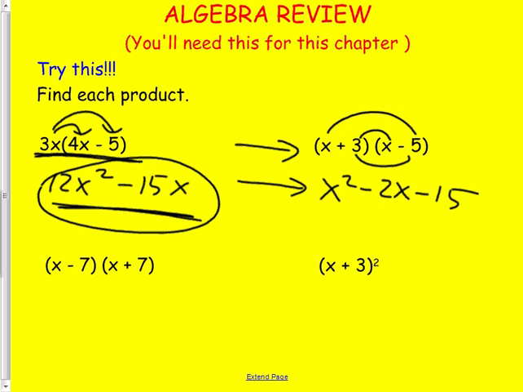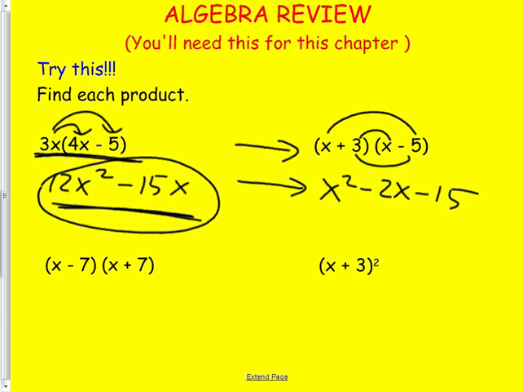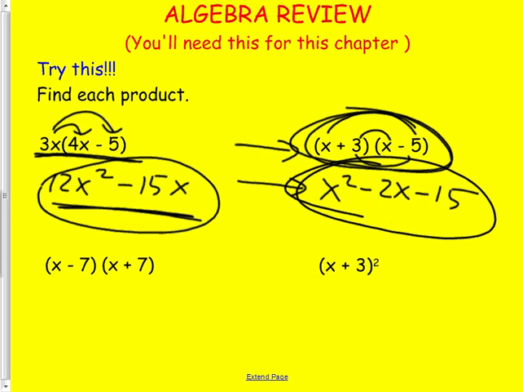We are changing from vertex form to general form is the goal for today. But so far, all we've done is change it from factored form to general form. This is factored. This is general. General means you have an A term, in this case 1, a B term, and a C term. That's general form.